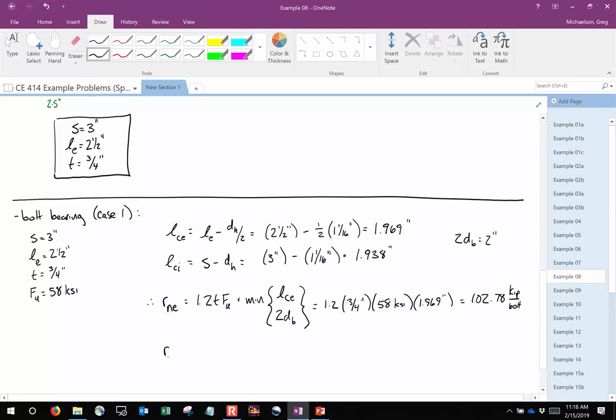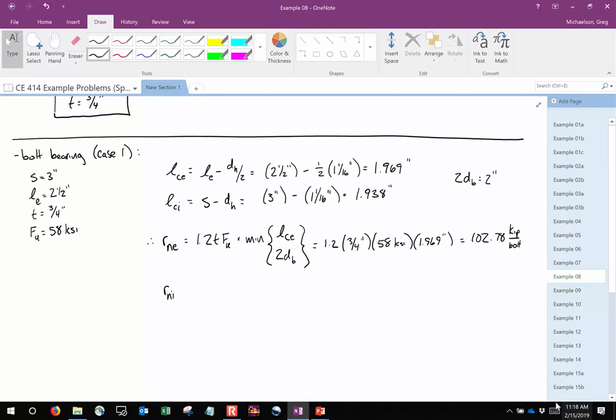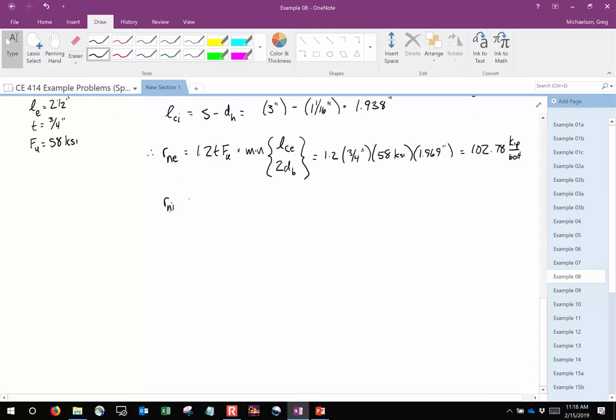And so R N I, the capacity of an interior bolt, here, let me scroll down a bit. That's going to be the exact same thing, except we're going to have a different L sub C value. So 1.2 T F U times the minimum of L C I and 2 times the bolt diameter. Okay, so 1.2, 3/4 inch, 58 KSI, and 1.938.